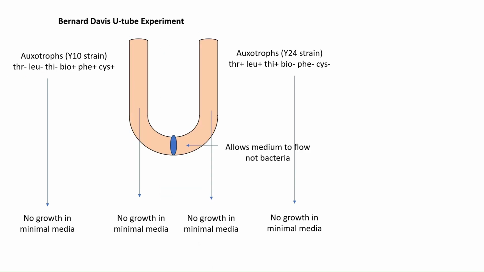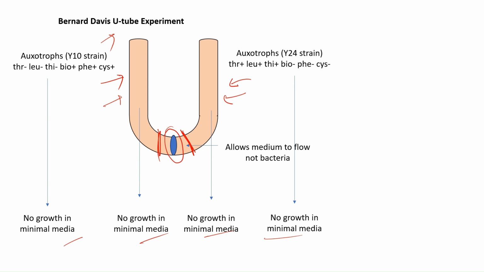Then came Bernard Davis and he performed the U-tube experiment. What is the experiment about? In a U-tube, minimal medium has been added. On one side, auxotroph 1 is added. On the other side, auxotroph 2 is added. In between, a filter is attached which allows the medium to flow but not bacteria. After some time, it was observed that there was no growth in the minimal medium, from either end. From wherever the cells were plated on the medium, they observed no growth.